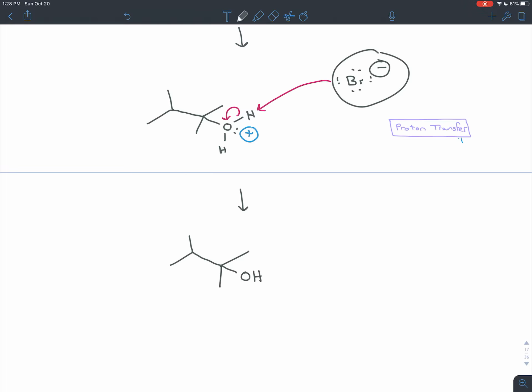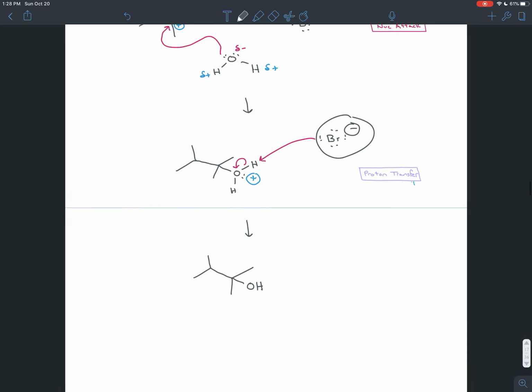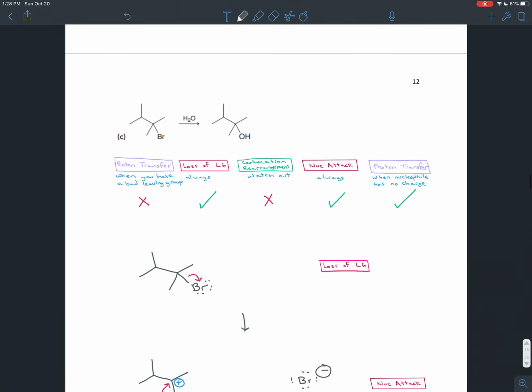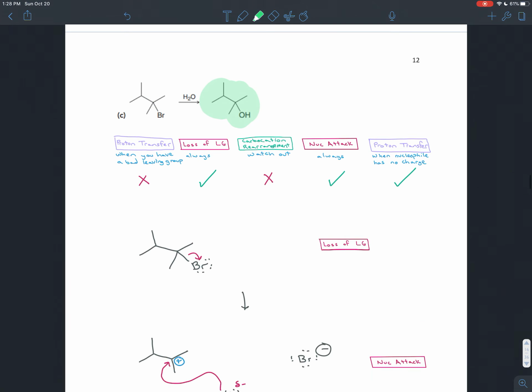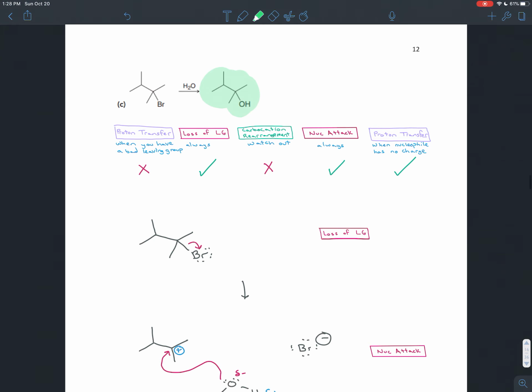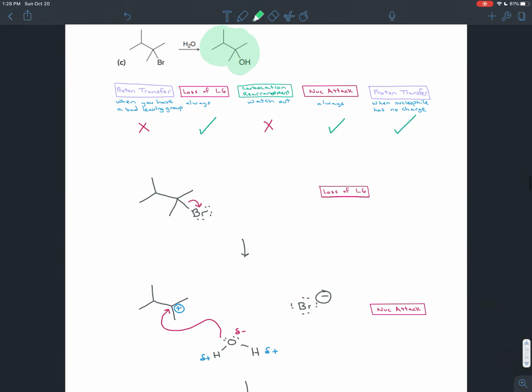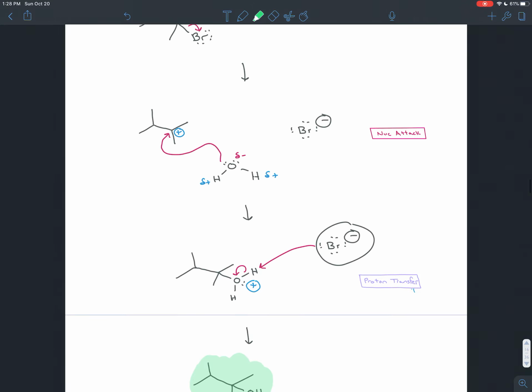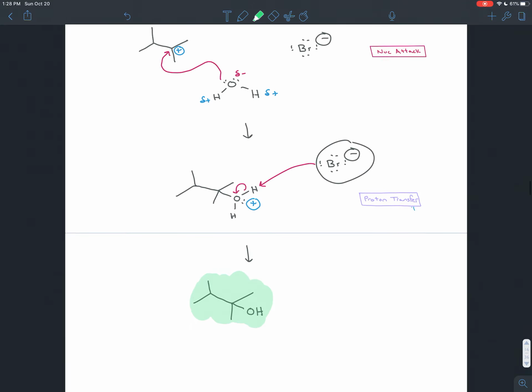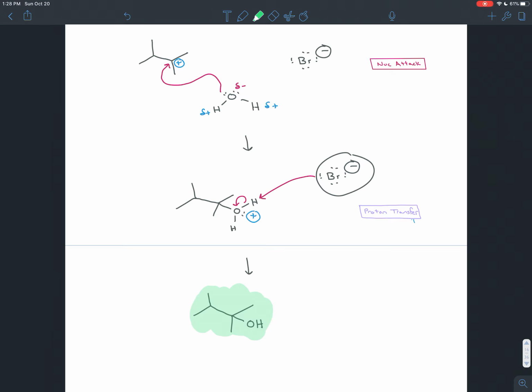And so we end up with that, which is our product. That was the product that we wanted. So our first step was to look at which features of this flowchart are relevant to this equation, and then one by one go through them. First, loss of a leaving group, then nucleophilic attack, and finally proton transfer.